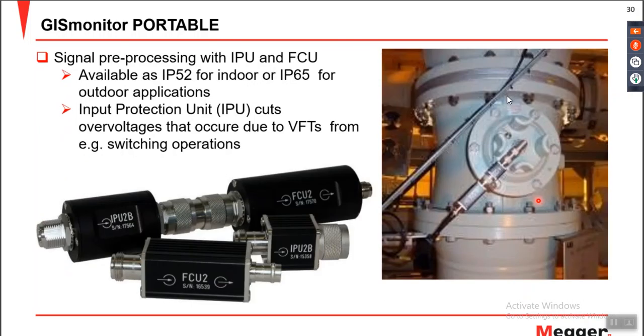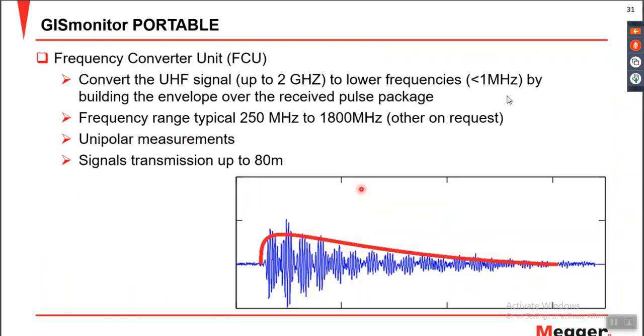Now coming to this IPU and FCU, what we do is we are connecting our IPU and FCU directly at the point of the UHF sensor connection. And the advantage of connecting the IPU and FCU is the IPU is actually protecting our frequency converting unit, and the frequency converting unit is actually down converting the complete pulse packages of UHF frequency signals into the IEC 60270 signals.